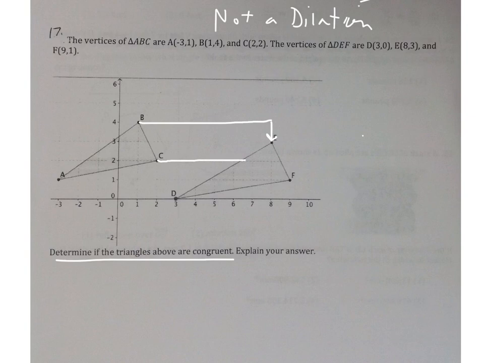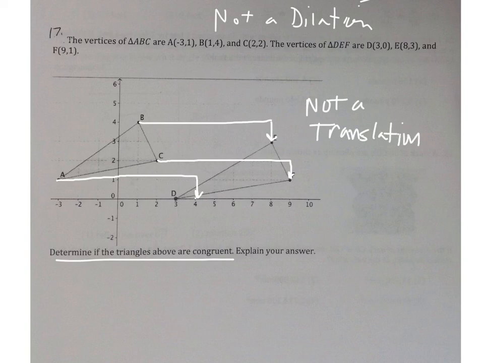If I go 7 spaces and 1 down, it brings me to point F. But if I did the same move here and go 7 spaces and 1 down, it should place me right here at 4, 0. So this is not a translation. It's not perfect. So we know that the triangles would not fall in line on top of each other or onto each other. So they would not be congruent.